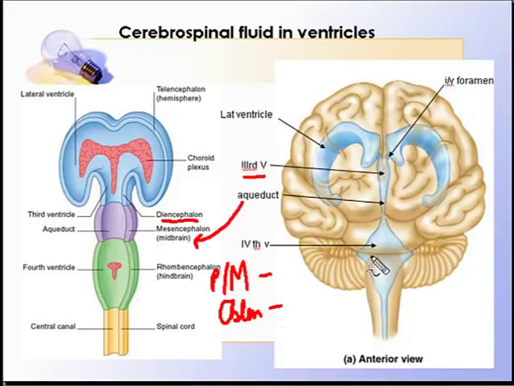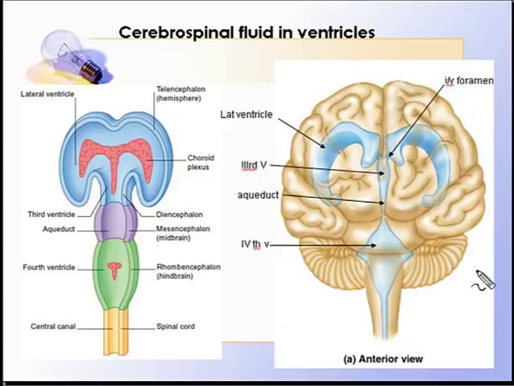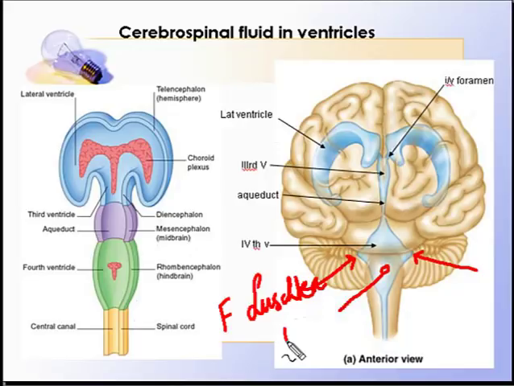However, in the fourth ventricle, you have three openings. Two present laterally. These two openings present laterally are known as the foramen of Luschka. And then you have a central aperture, or a median aperture, which is called the foramen of Magendie.